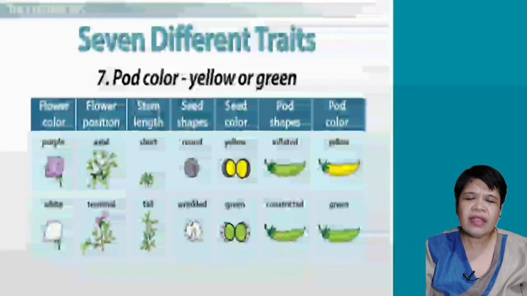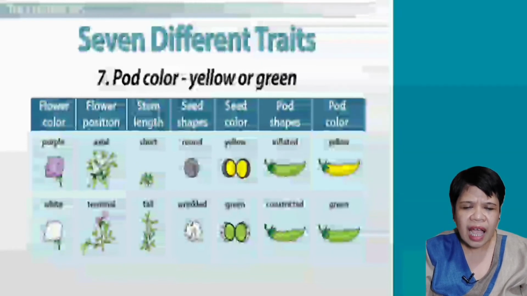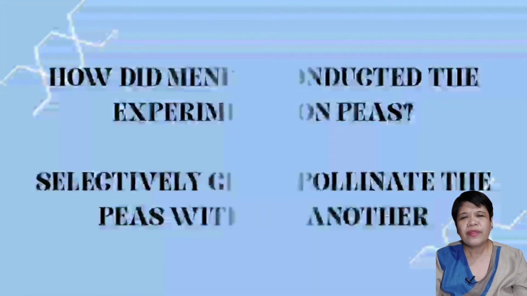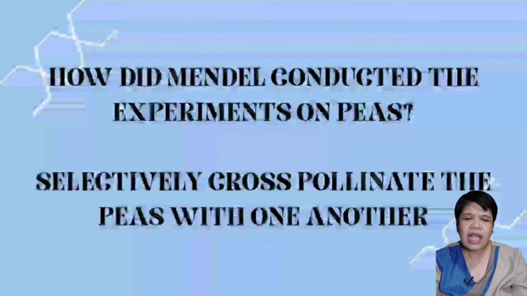Prior to Mendel, heredity was regarded as a blending process, and the offspring were essentially a dilution of the different parental characteristics. Now, how did Mendel conduct the experiment on peas?